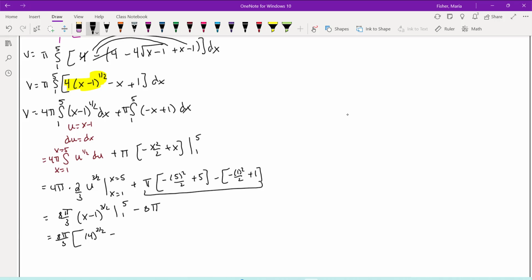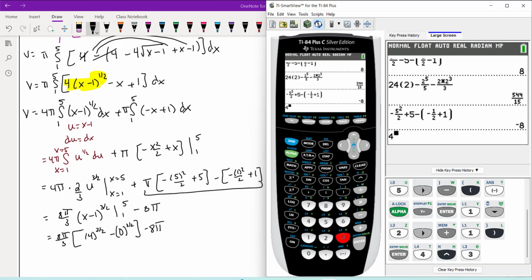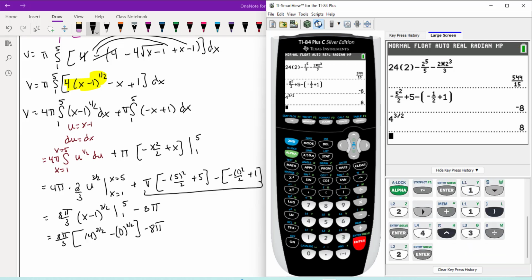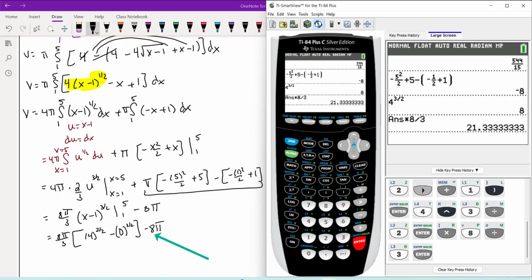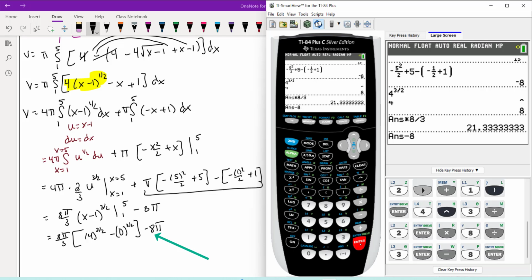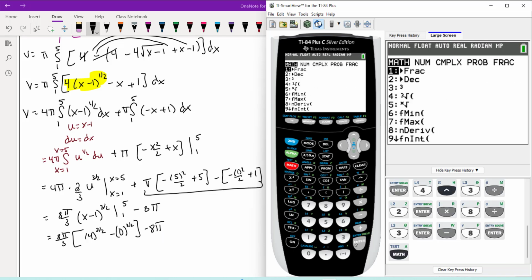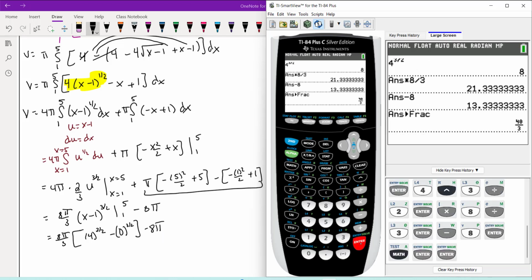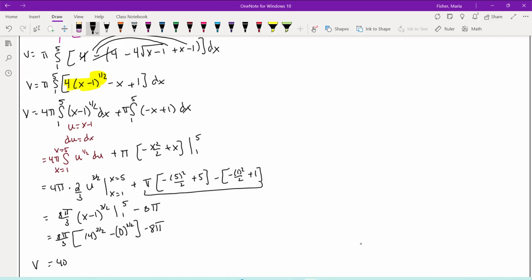Now plugging in over here, plugging in a 5, I have 5 minus 1 or 4 to the 3/2. Plugging in a 1, I have 1 minus 1 or 0 to the 3/2. So now I just need to figure out what is 4 to the 3/2 times 8/3. 4, raise that to the 3/2. I'm going to multiply this by 8 divided by 3. And we have to take that number and subtract 8 from it because we're subtracting off that 8 pi. If we make that into a fraction, we end up with 40 pi over 3. So my volume there is 40 pi over 3.